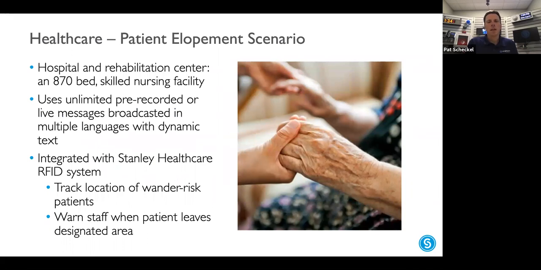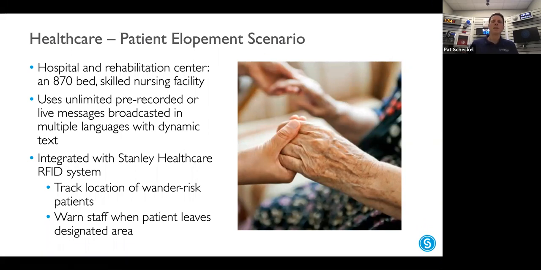This is an integration into RFID bracelets from Stanley Healthcare. And we don't have this deployed at a lot of hospitals, but we do have it deployed at some. And it really just brings a different level of customer care, or patient care in this case.